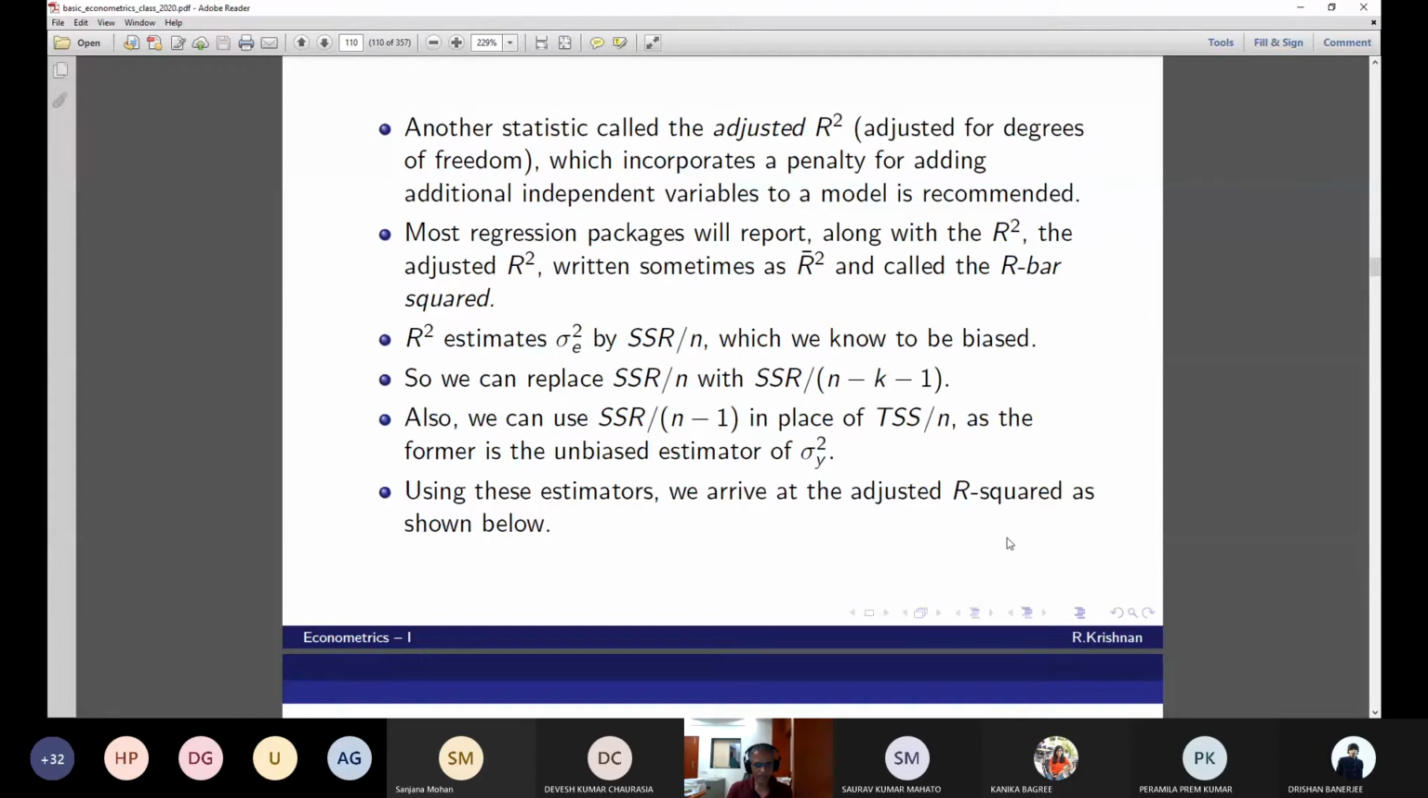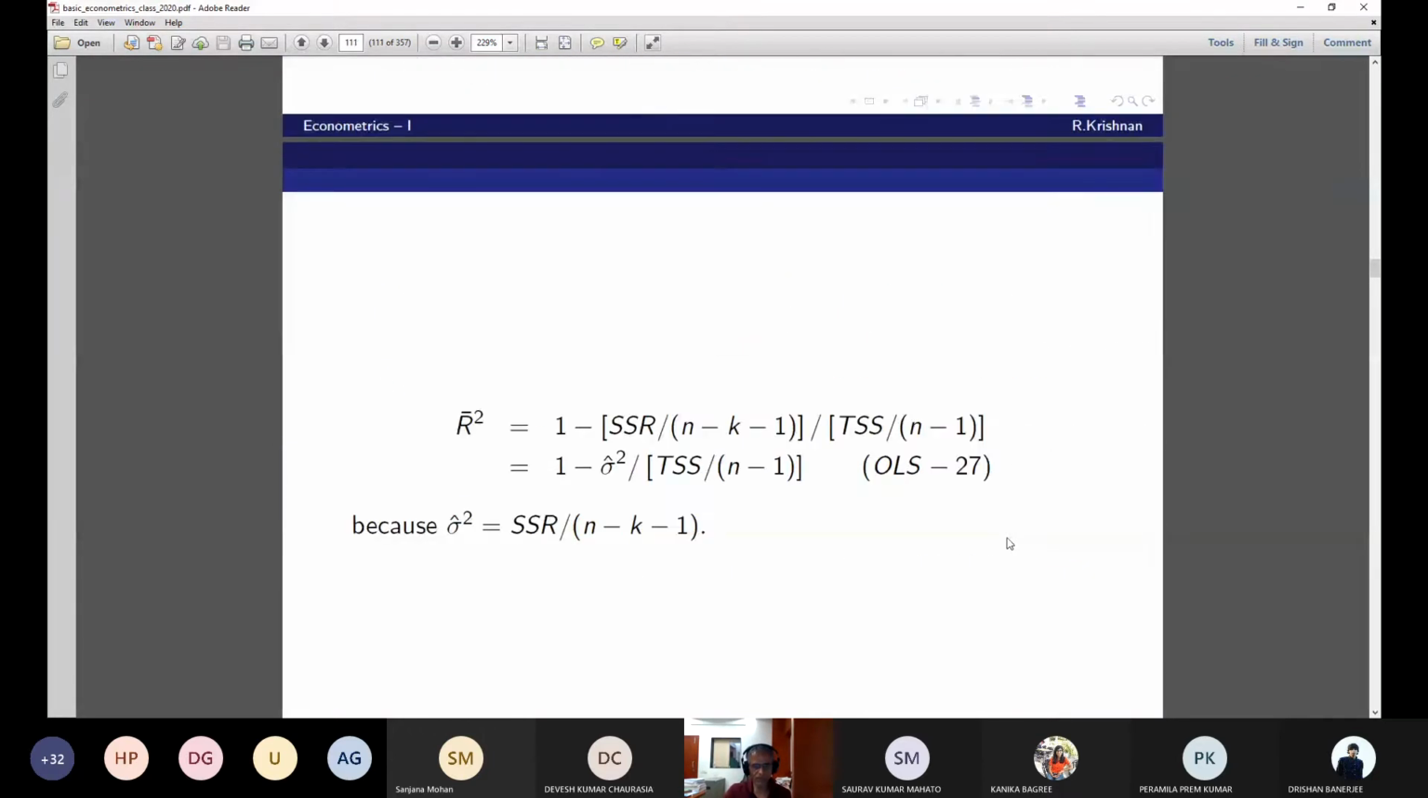It comes later. So we can replace SSR by n with SSR by n minus k minus 1. Also, we can use TSS by n minus 1 in place of TSS by n, as the former is an unbiased estimator of sigma square y. Now using this estimator, we arrive at the adjusted R square as shown below. What is adjusted R square? 1 minus sigma hat square by TSS by n minus 1. Sigma hat square is equal to SSR by n minus k minus 1.